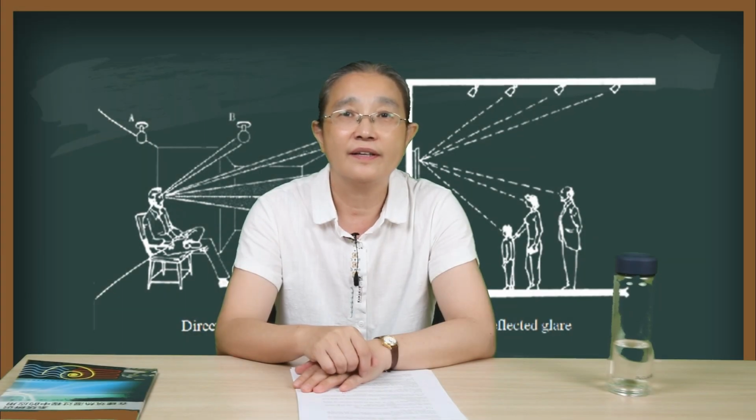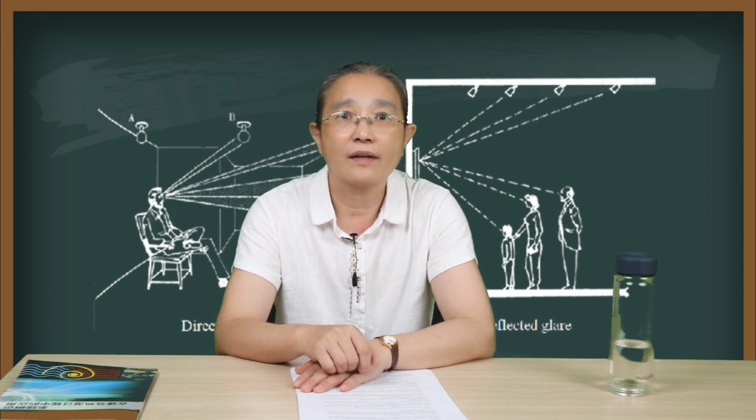Think about it. The higher the color rendering index, the better. What occasions require high color rendering? In what occasions can a light source with defective color rendering be used?